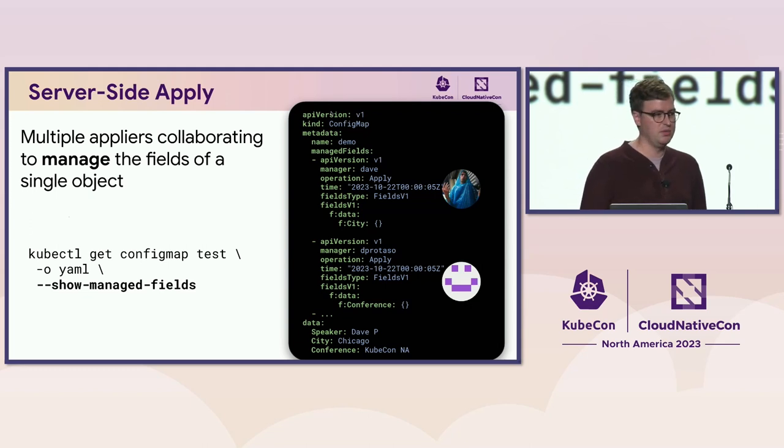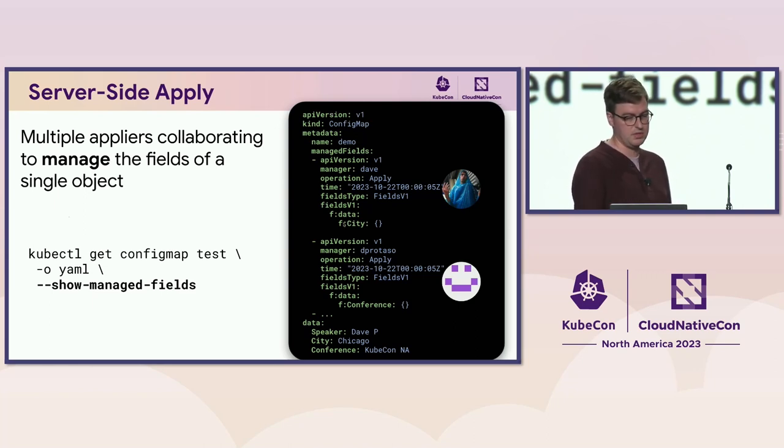And this is what it looks like when you get the entire resource and show the fields. It's these managed fields which Kubernetes uses in order to manage who has ownership of which fields. So in the first part, you can see young me over here in the blue, I wanted to apply the city, and you can see I own the city property in this config map. And likewise, new GitHub me down here owns the conference field. So any potential further updates to those fields won't cause a conflict.